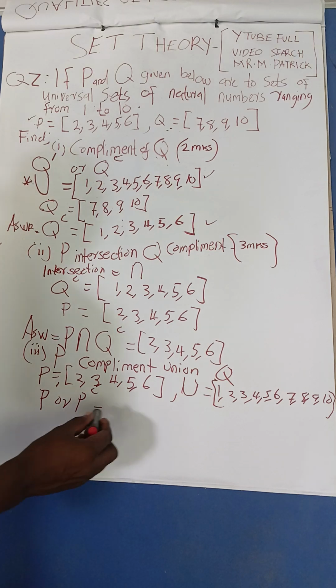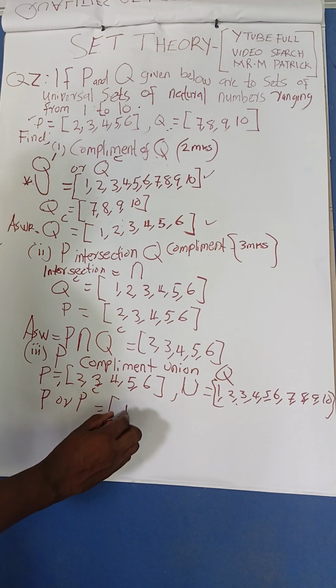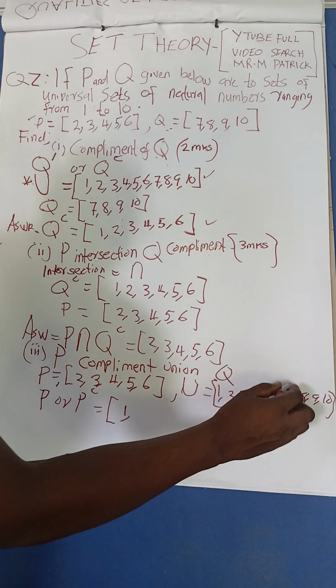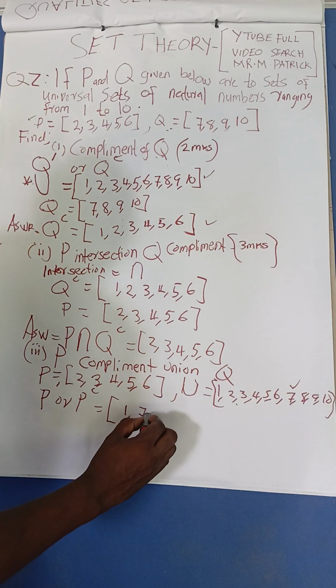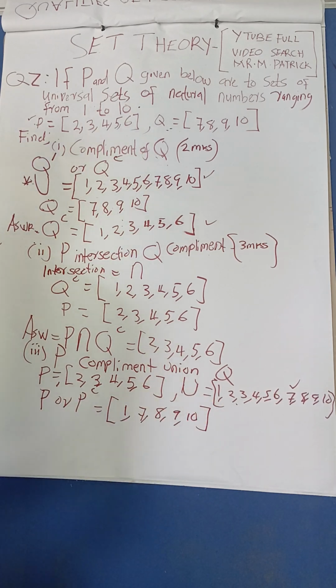So we go. 1 is here but it's not in P. 2 is there, 3 is there, 4 is there, 5, 6. So 7 is also not in P. 8, 9, 10. So that is our P complement. But the question continues.